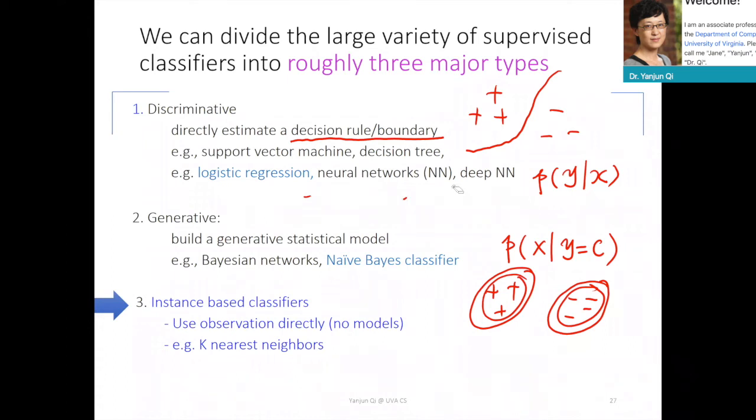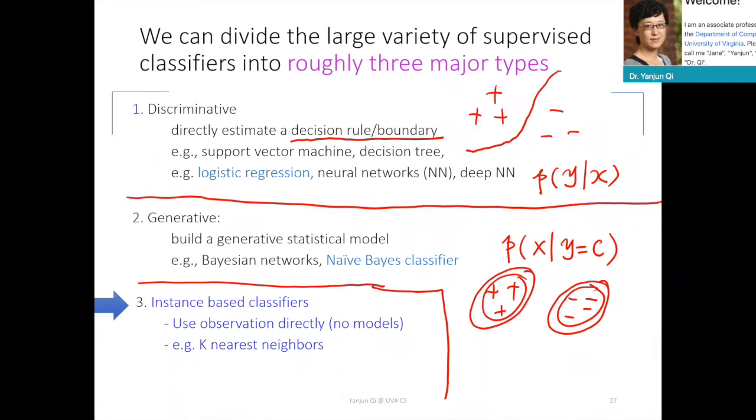Those will be the third section we're going to focus on, after the next section, which will be logistic regression and deep neural networks. Today we're finishing the third group, the instance-based classifier, because this group is extremely simple and intuitive. So this is the bigger picture of where we are. Now let's look at more details of the instance-based classifier.